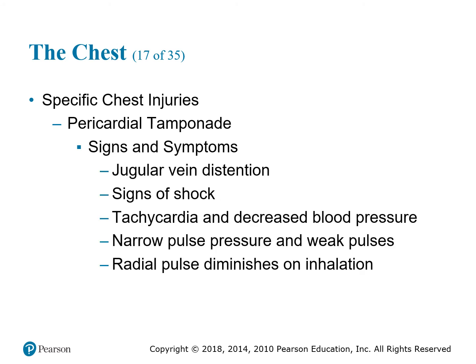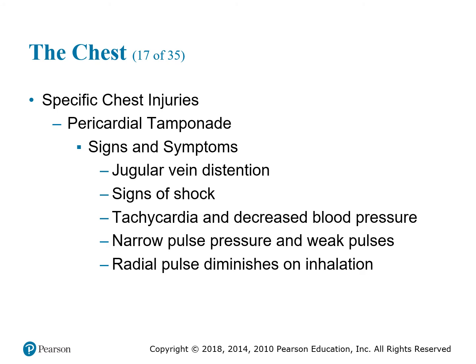All right, so signs and symptoms: jugular vein distension, signs and symptoms of shock, so cool, pale, clammy skin, hypotension. With this, dilated pupils, you can see tachycardia, and narrowing of pulse pressure. Remember that's when your systolic and diastolic difference between the two is less than 25% of the systolic pressure.